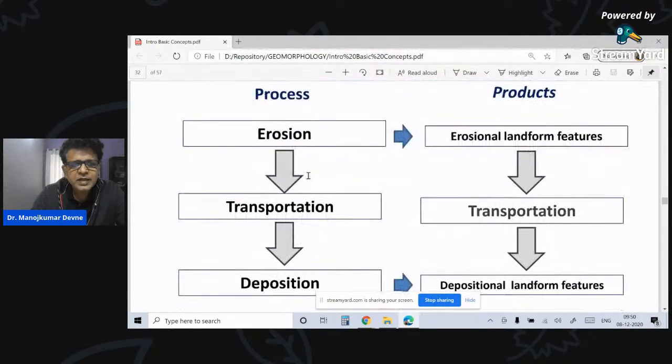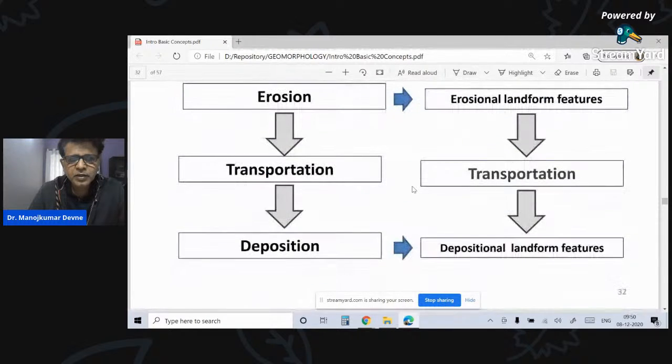Okay, the processes, as I said, include erosion, transportation, and deposition. And I've just said that the products include erosional landforms. Transportation is something that happens in the process. It's a dynamic process. Thus, you don't have transportational landform features. You may have them, but on the scale of time, they are going to be very, very small, and that is why they are not studied intensively. Because transportation is a dynamic process, and for geomorphology, you have to have a stable form. So you'll either have erosional landform features, or you will have depositional landform features. So this is something that we have to keep in mind.